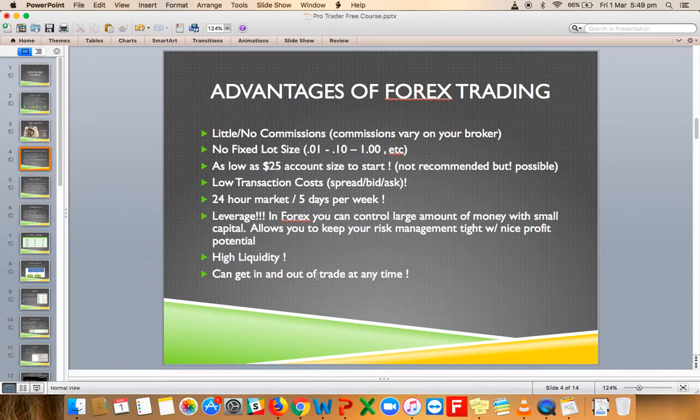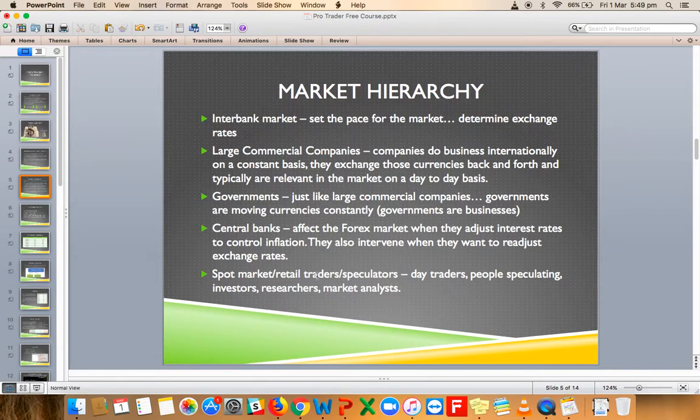The Forex market is highly liquid. You can get in and get out of a trade at any time. These are some of the advantages of Forex. And then you have the market hierarchy. You need to understand how the Forex market is structured.